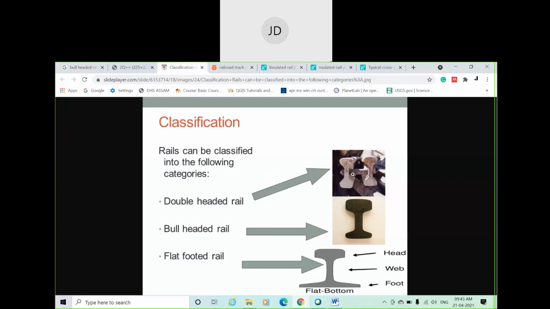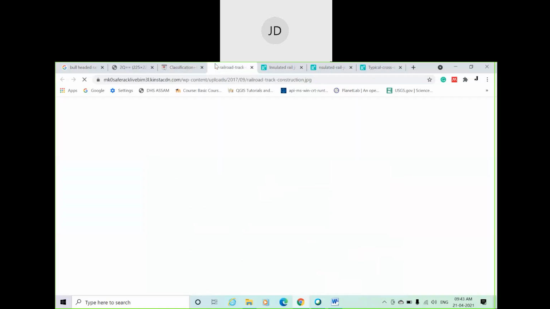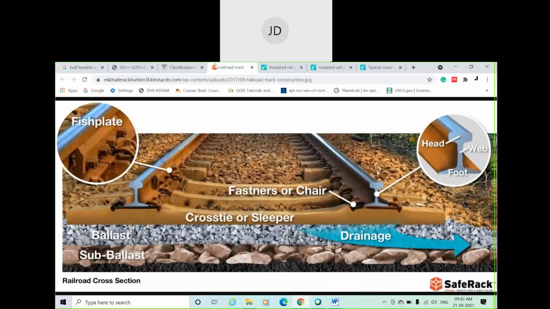This is a double-headed rail. This is your bull-headed rail and flat-footed rail. Let me see. Is there any other drawing? Even here you can see this is your flat-footed rail. You can see the foot is flat, where the top part is called head, the bottom part is called foot, the middle vertical part is called web.